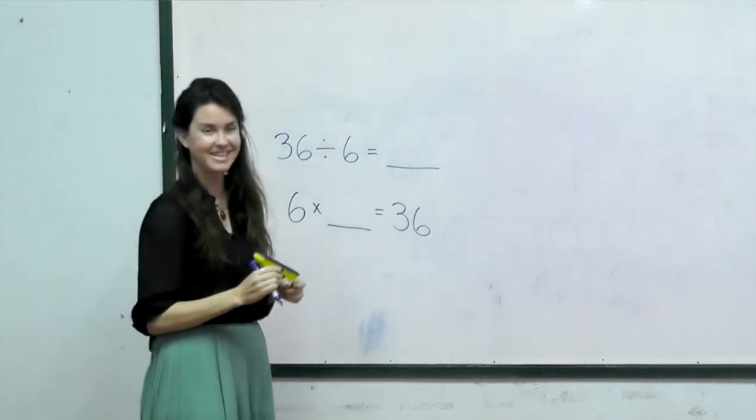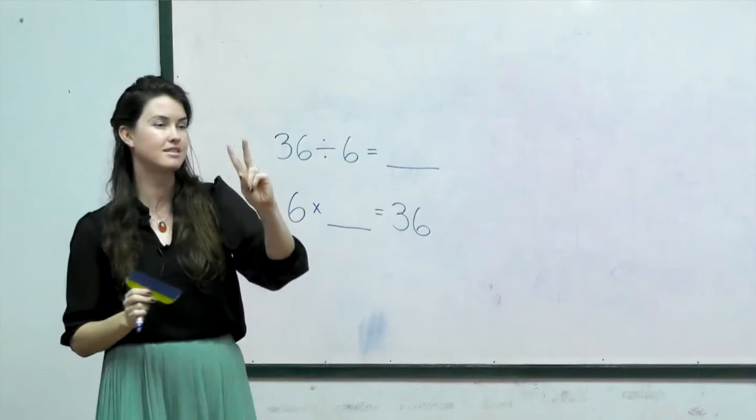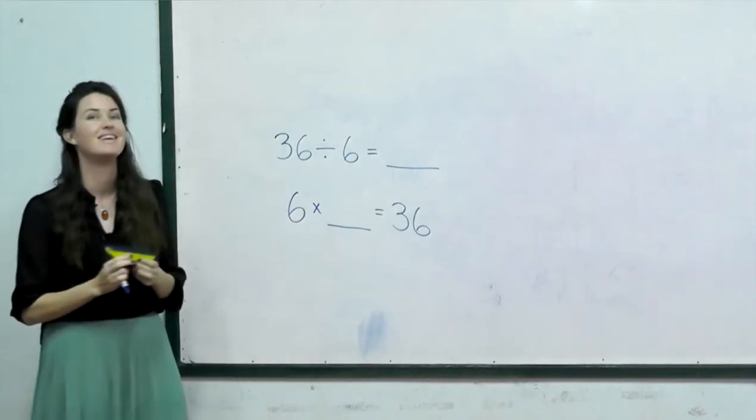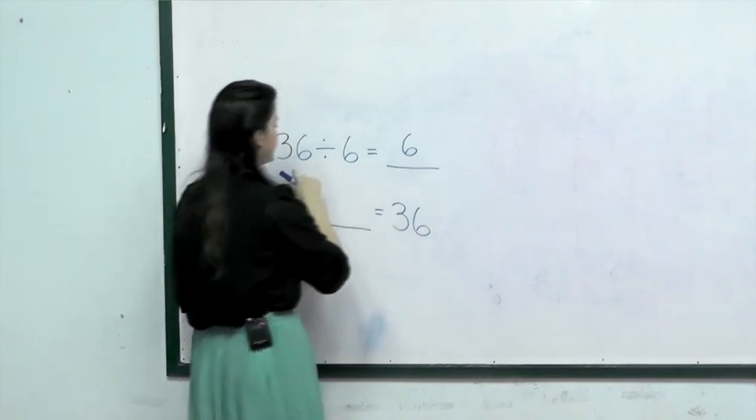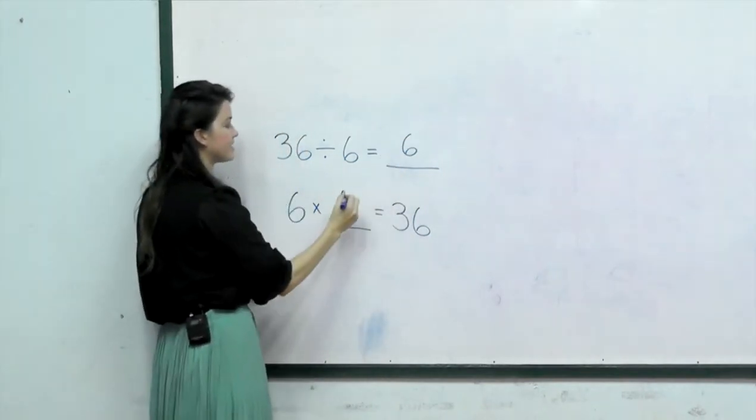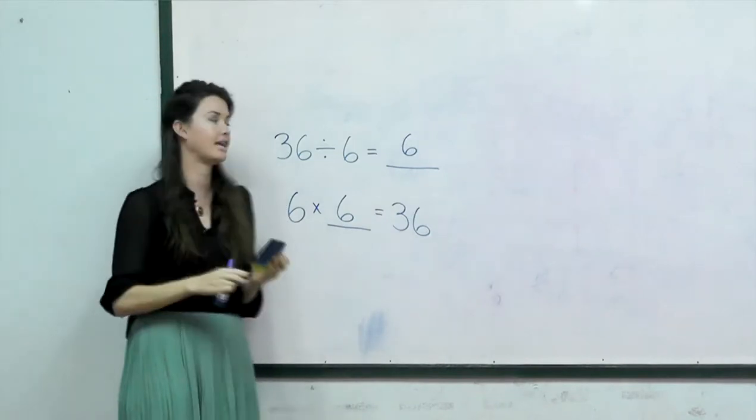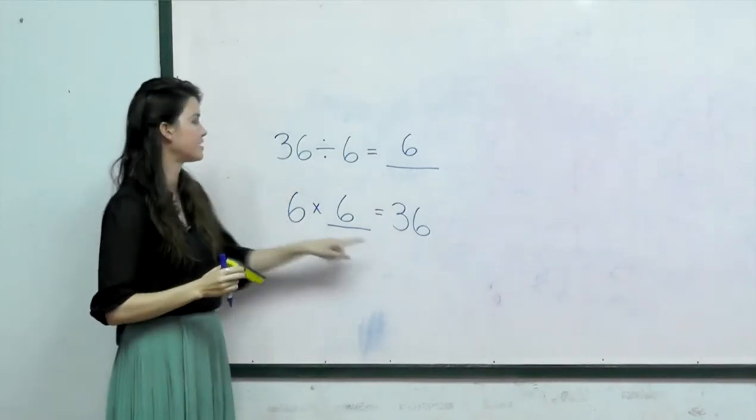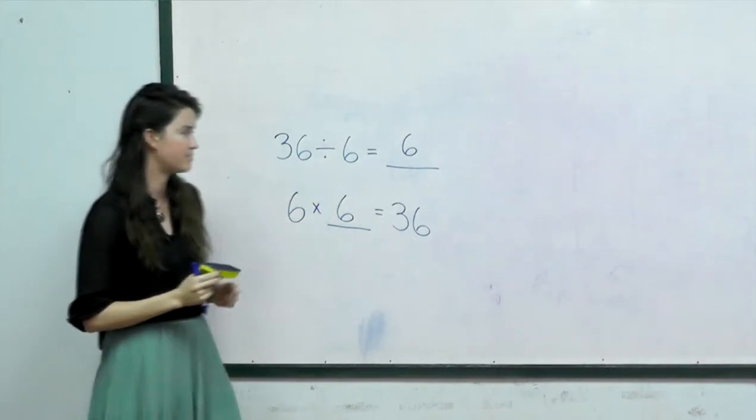You got it? Okay, so if you've got it, let's count to three. 1, 2, 3. 6! 6, very nice. 36 divided by 6 equals 6. If that's a little tricky, then we can just think about turning that into a multiplication problem. Our biggest number is going to be our answer. And then we have our other numbers there.